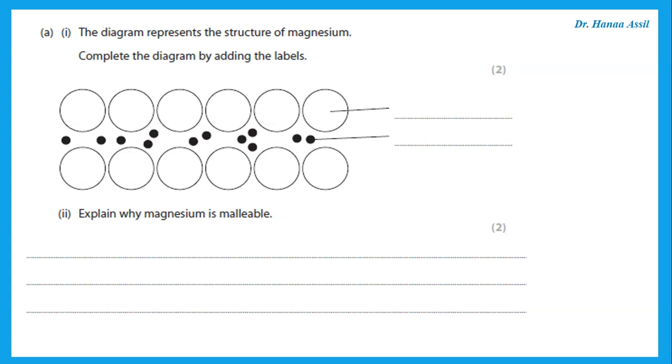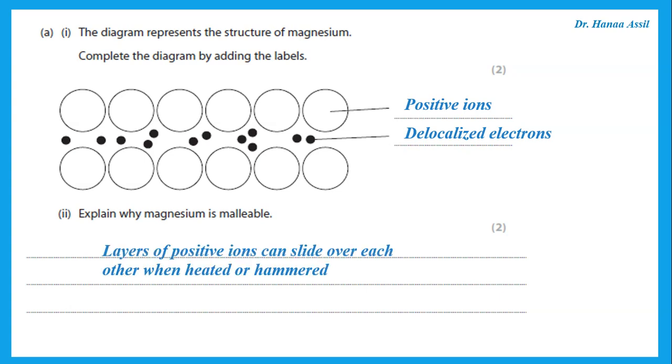The diagram represents structure of magnesium. So magnesium is a metal. Complete the diagram by adding the labels. Again, a metal is made up of what? Regular rows of positive ions surrounded by a sea of delocalized electrons. That's what we have in a metal. Now explain why magnesium is malleable. Why is a metal malleable? We said layers of positive ions can slide over each other when heated or hammered.